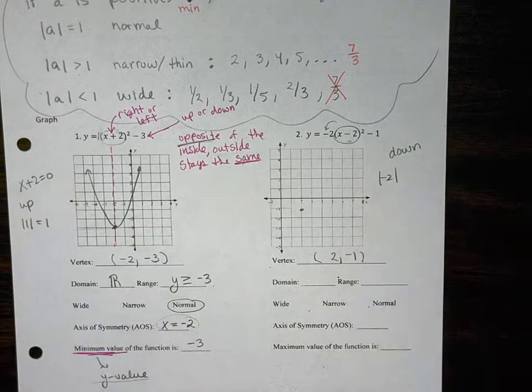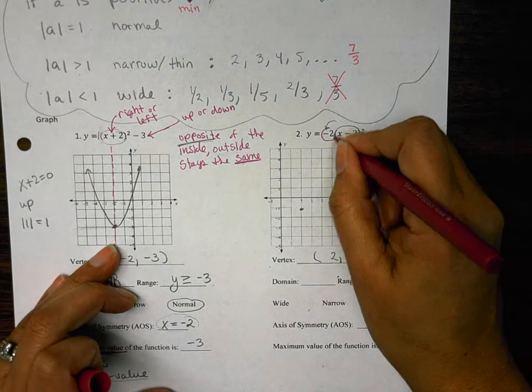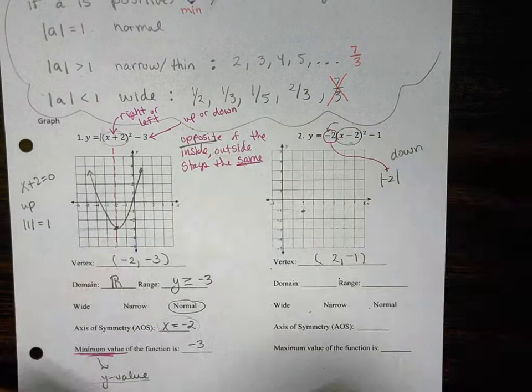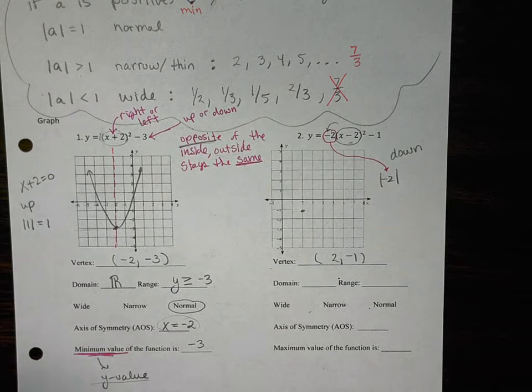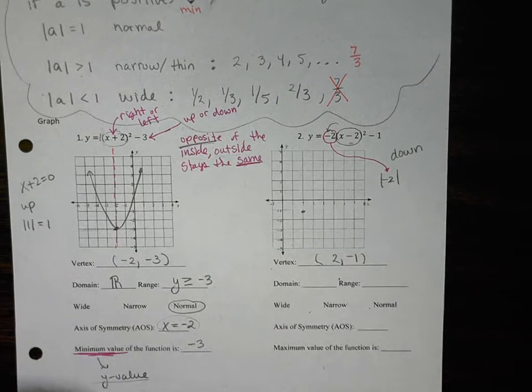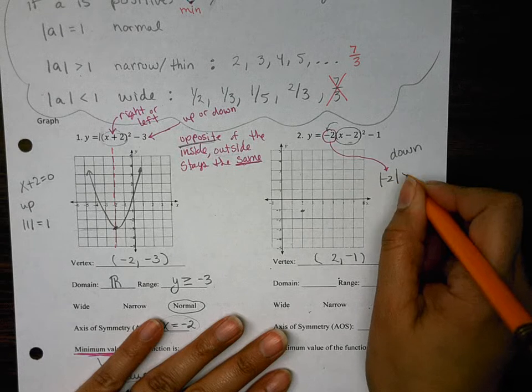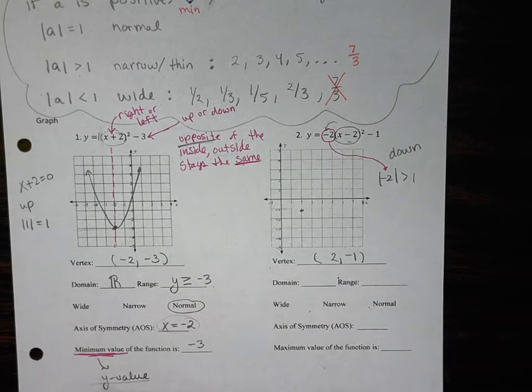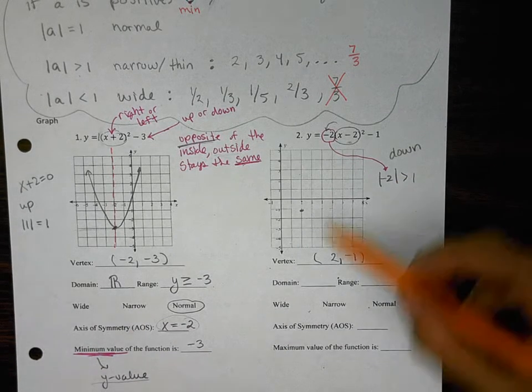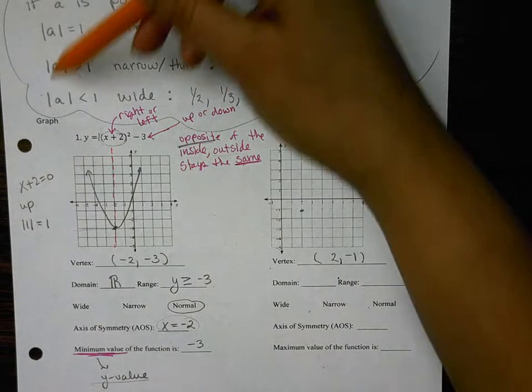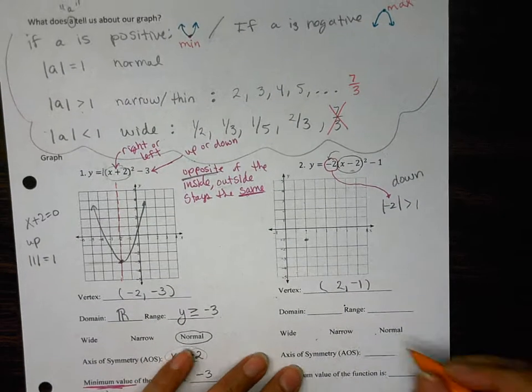I'm going to circle it and put an arrow there. The absolute value of -2 is what? And is that bigger than 1, equal to 1, or smaller than 1? Positive 2 is bigger than 1. Look up here. What does it mean if it's bigger than 1? Narrow. So I'm going to circle the narrow.